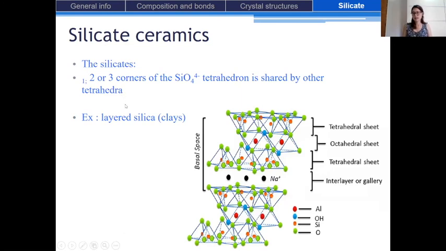Then we have silicates that have a much more complex organization. As you can see in this representation, it illustrates the case of clays, where we have tetrahedral sheets, octahedral sheets, and a sequence of these different sheets, and some interlayer gallery in which we find cations. You can see that we find again these patterns of a silica tetrahedron, but the overall structure is much more complicated.